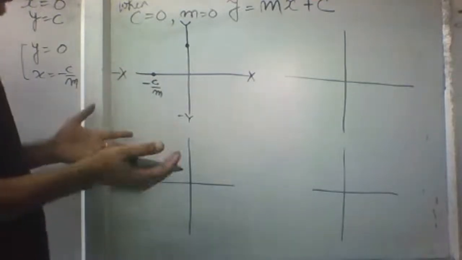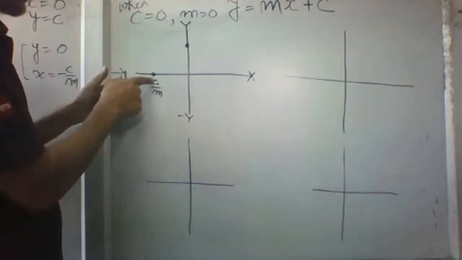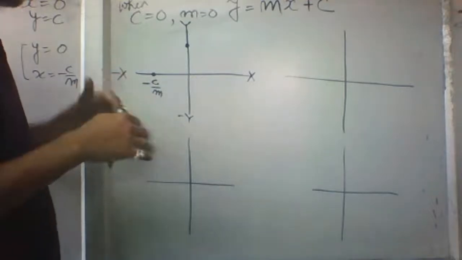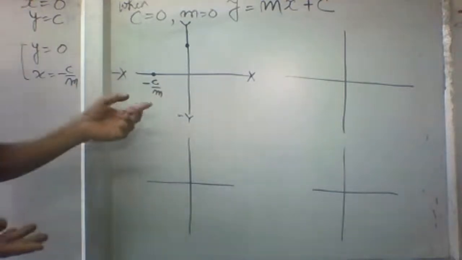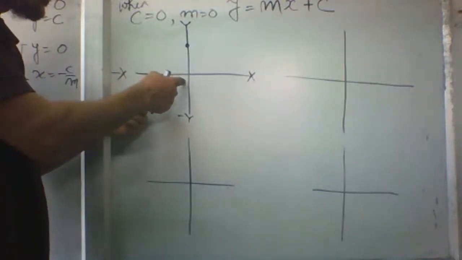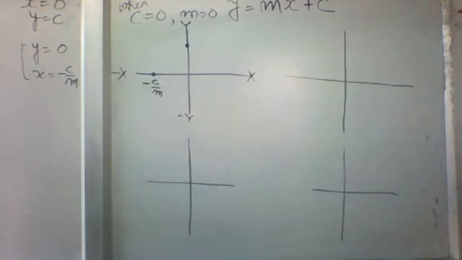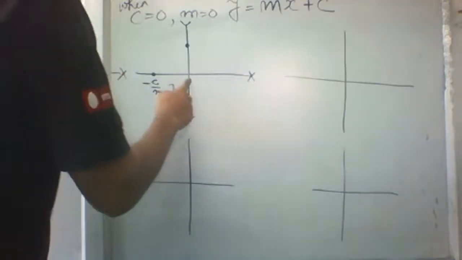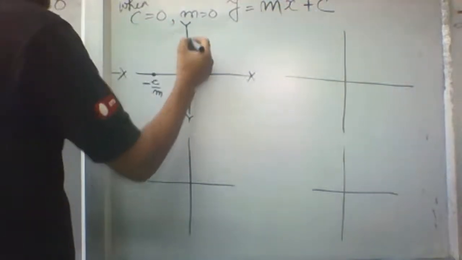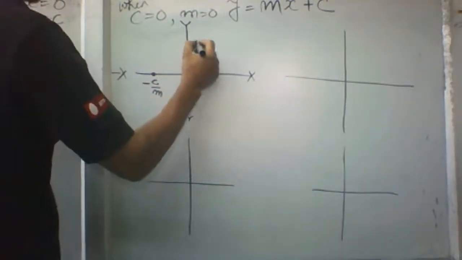We don't know what value will come out, because even c and m are not equal to 0, but it will get some numerical value. If it gets some numerical value, having the negative value of the numerical value, we will put it on the negative x-axis. First thing is it. Second thing, y is equal to c on the y-axis. Y is equal to c means x is equal to 0.